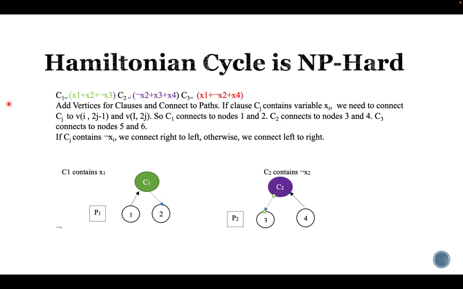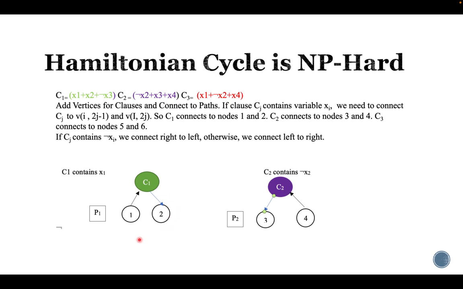Next, we need to connect the paths and the clauses. If clause Cj contains variable xi, we connect Cj to node 2j minus 1 and node 2j. So C1 connects to nodes 1 and 2 in each path, C2 connects to nodes 3 and 4, and C3 connects to nodes 5 and 6. Also, if the clause contains the negation of the variable, we connect right to left. Otherwise, we connect left to right.